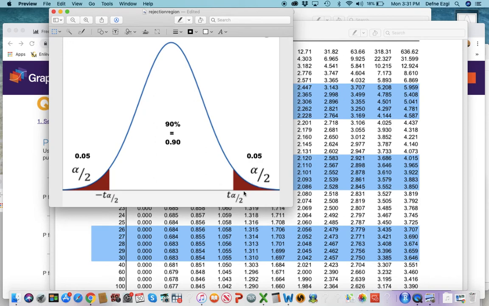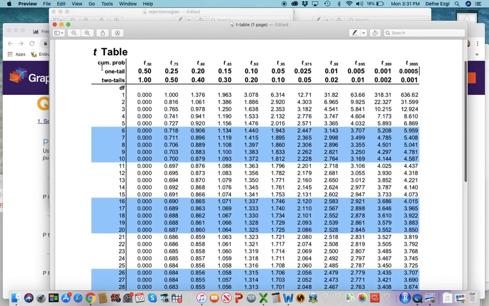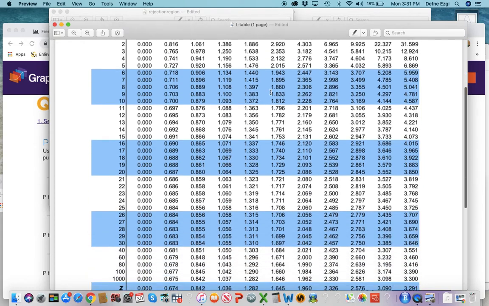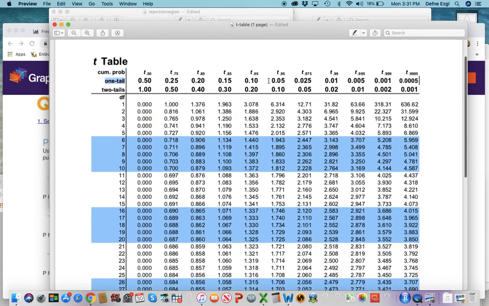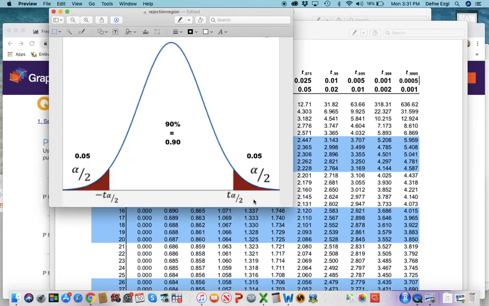And if my sample is here, the area to the right of it is P over 2. So the area to the right of the boundary gives me alpha over 2. The area to the right of my sample gives me P over 2. So this is what this row gives me. The area to the right of my sample is between 0.05 and 0.025.